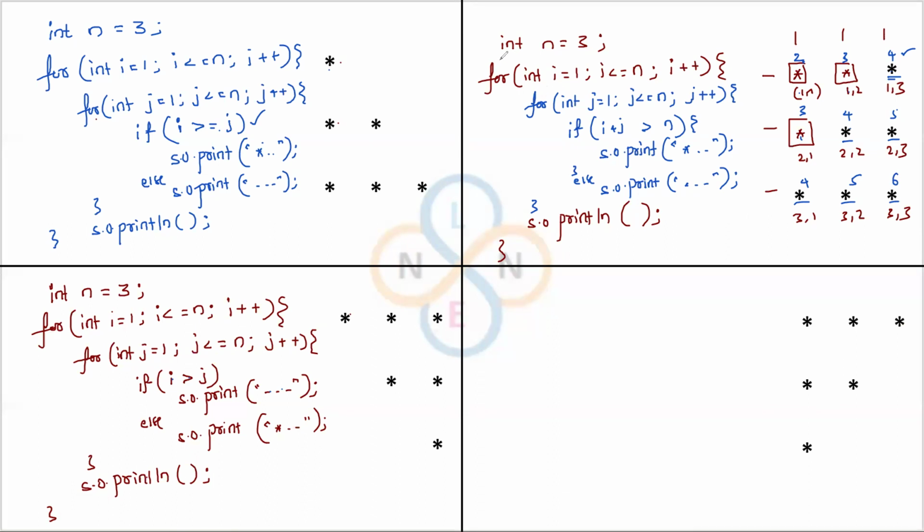I'm not discussing the first line, int n equals 3, and I'm not writing the for loop and the println, and I'm not writing this for loop also. Only the condition part I'm going to write. That we will understand. So again, 1, 2, 3 rows, 1, 2, 3 columns. These places we don't want a star. We want a space here, correct?